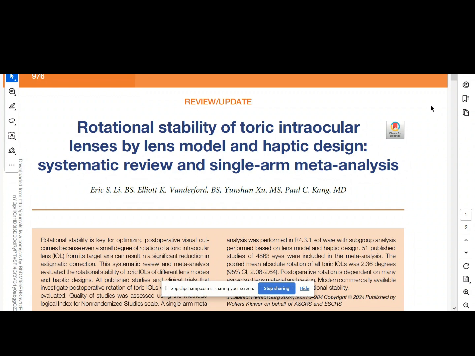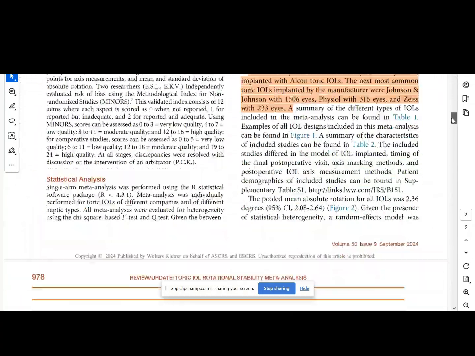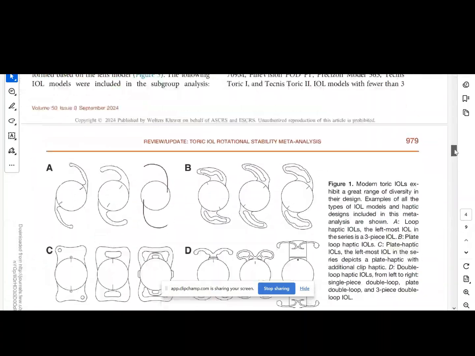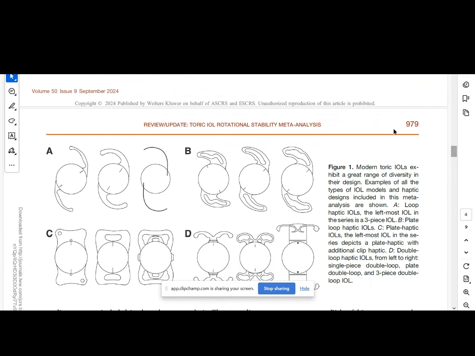This paper is a meta-analysis of 51 different studies that have reported rotational stability with many different IOLs with many different haptic designs. So, if you are a surgeon implanting toric IOLs, probably you have this at the top of your mind: which kind of haptic designs are most rotationally stable. The study has categorized these haptic designs into four broad haptic designs.